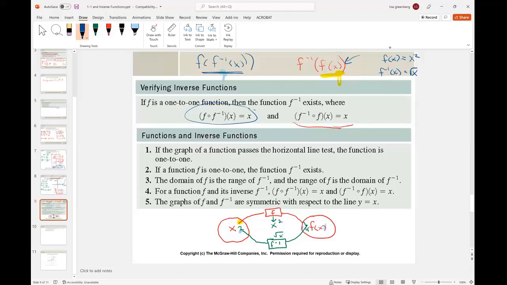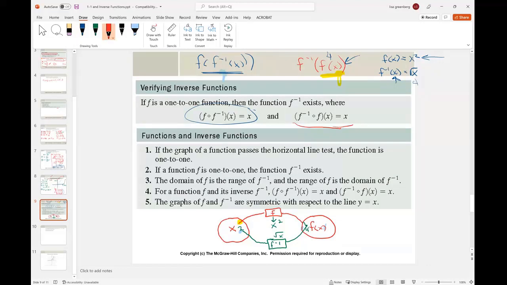Right. So if I say x equals 2, I'm plugging 2 in for x, I get 4 for f of x, right? Then I plug in 4 here, but the inverse is a square root, so I put 4 here and I get 2. So notice I started with 2 and ended with 2. And the same in the opposite direction. Okay, good.